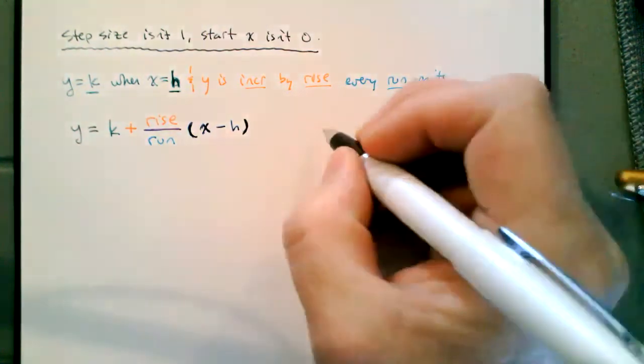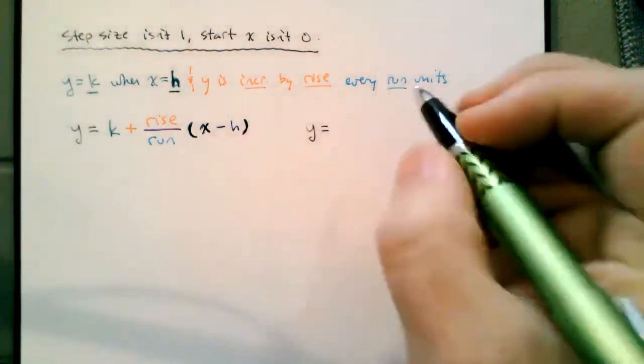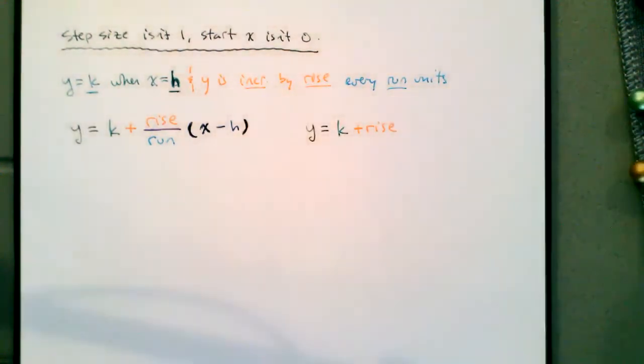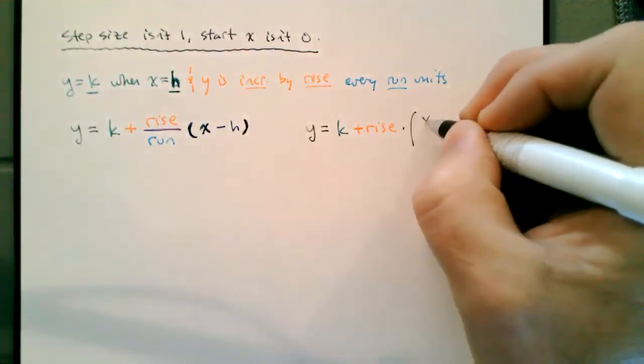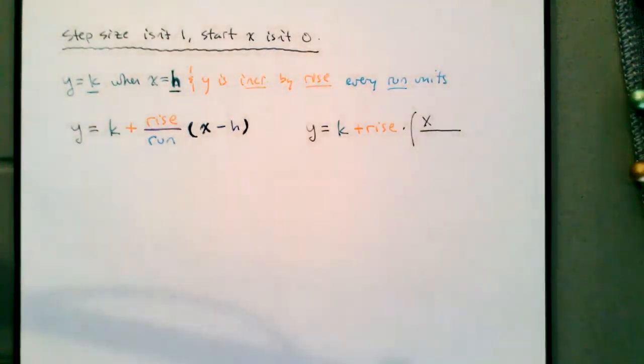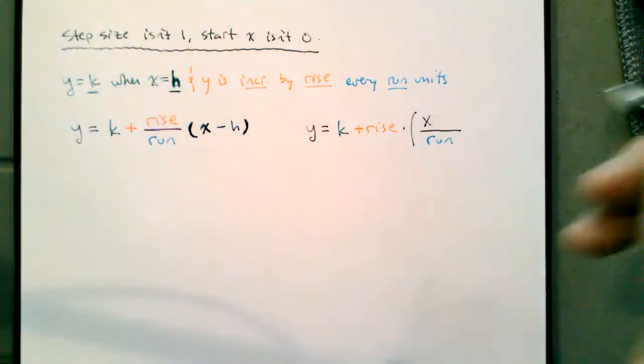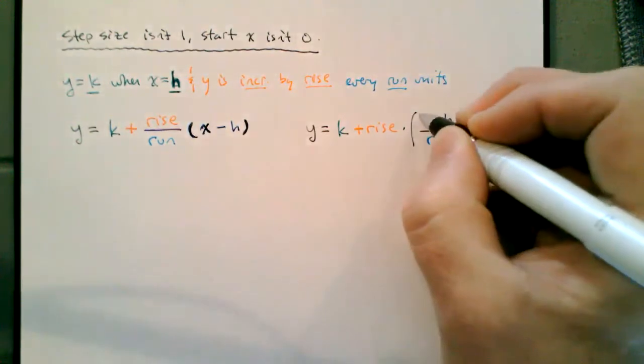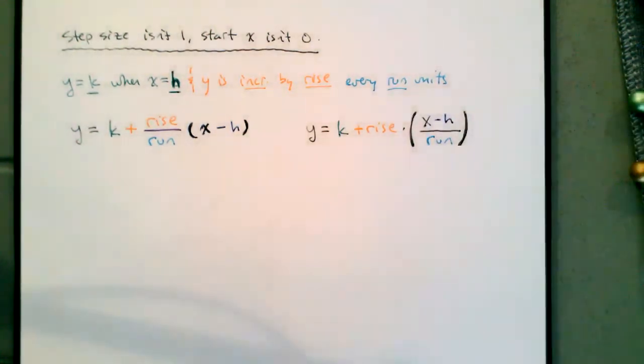The weirdo way to look at this, if we were gonna put the Leech lens on this, we'll say start with k and add the rise a bunch of times. And then a bunch of times is multiplied by x. Normally we'd say x over the run, because the run changes the step size. And now to make sure that the number of times we add the rise is zero when x is equal to h, we can subtract the h from the numerator. So in parentheses is the x minus h over the run. That's the number of steps. Then we multiply by the rise, and then we add the k.